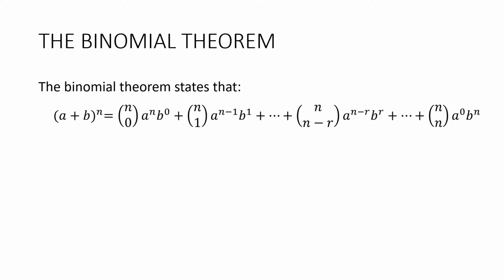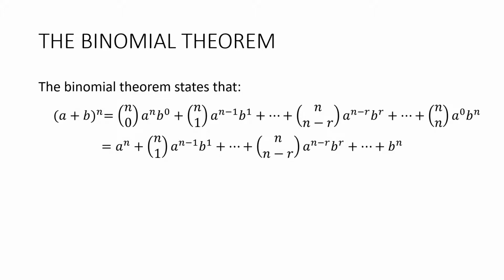Okay? So the binomial theorem states that (a plus b) to the power of n is equal to nC0, a to the n, b to the 0, plus nC1, a to the n minus 1, b to the 1, plus dot, dot, dot, plus, here's our general term, nC(n minus r), a to the n minus r, b to the r, plus dot, dot, dot, here's the last term, nCn, a to the 0, b to the n. It's more commonly written like this, so it's just abbreviated a little bit.